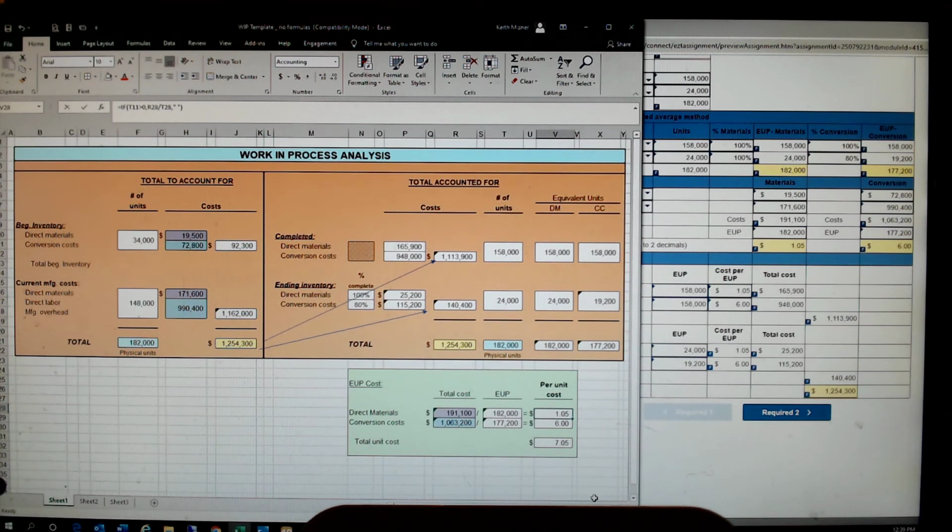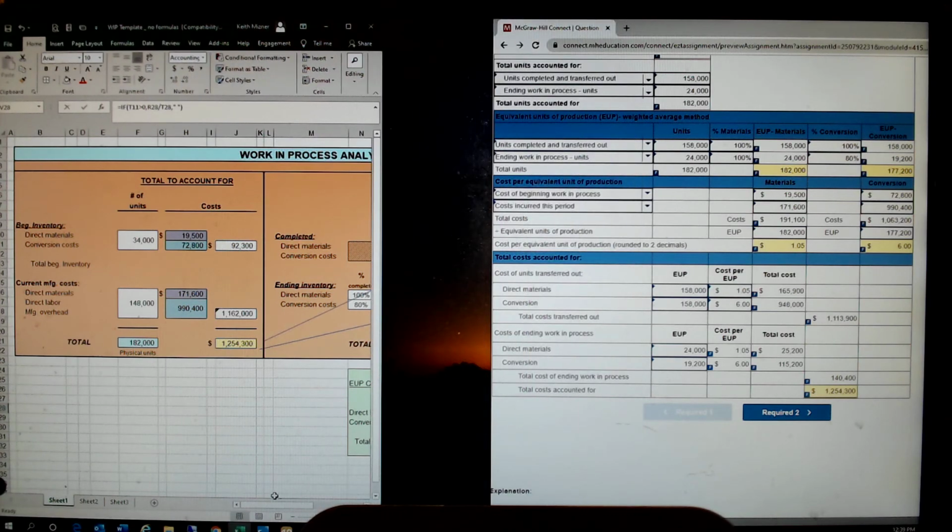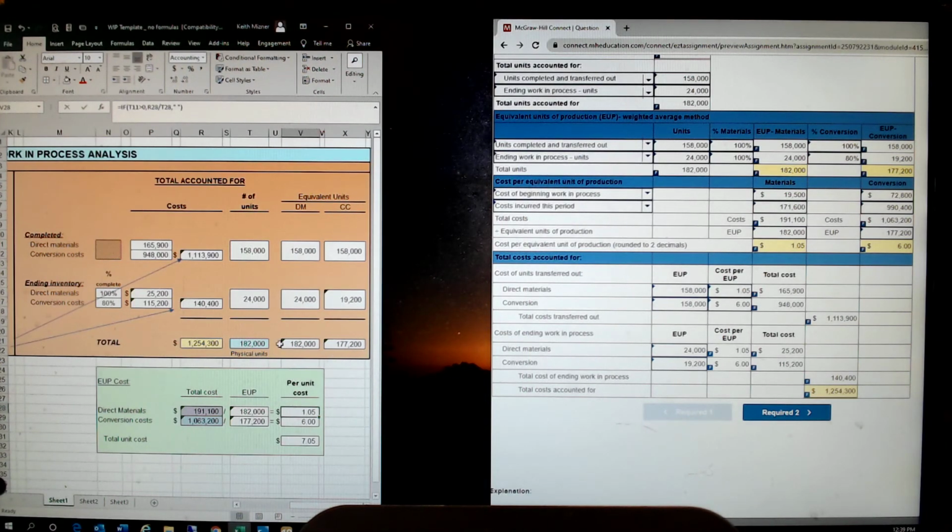Finally, step four. What are the costs in the units transferred out? It was this right here. That's all they're asking, with the computation. And what's the cost of the units still in inventory? This is what they're asking right here. And they're totaling it up to show that it works.